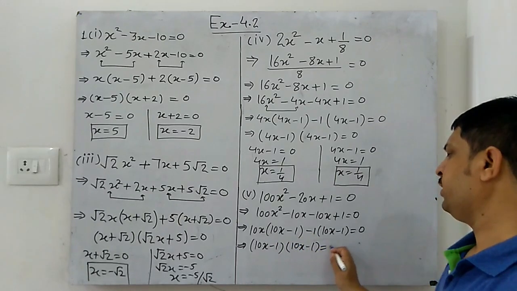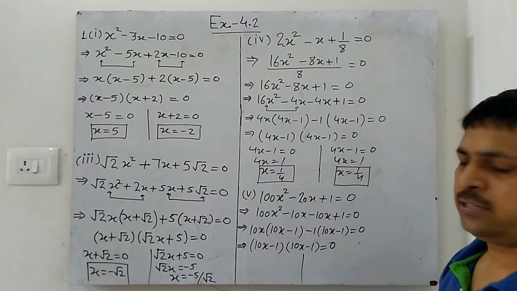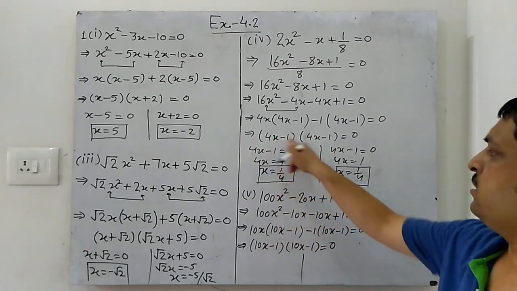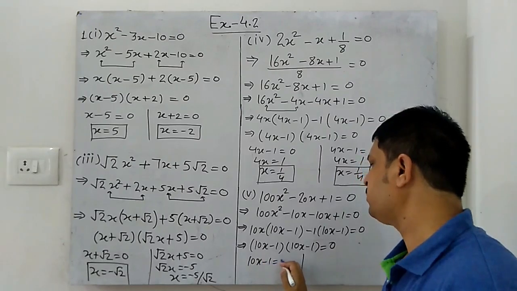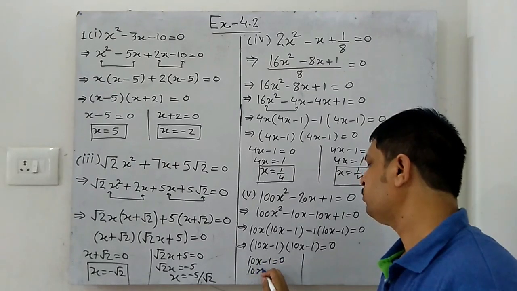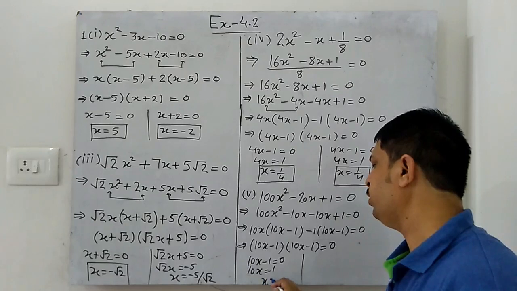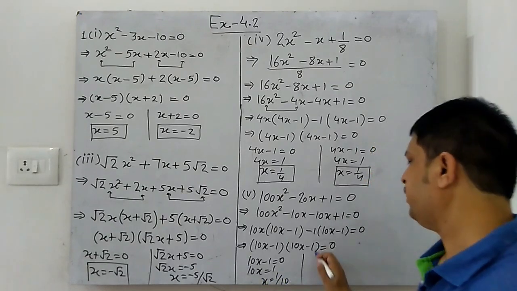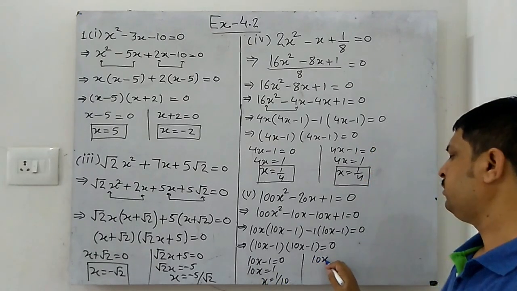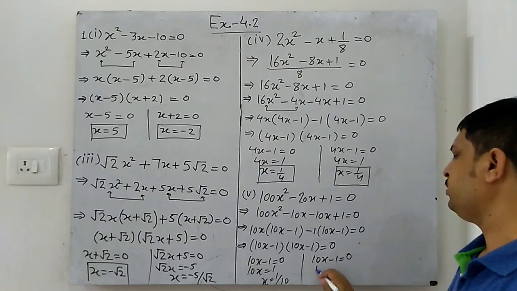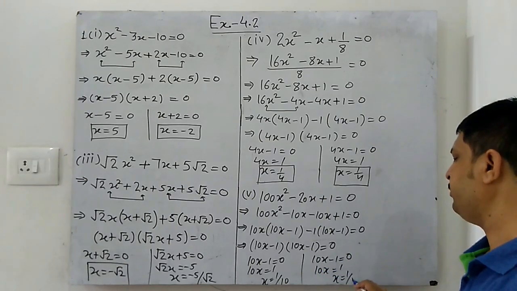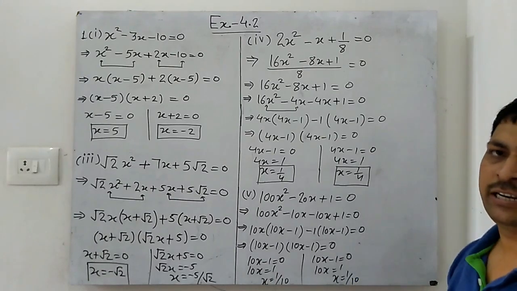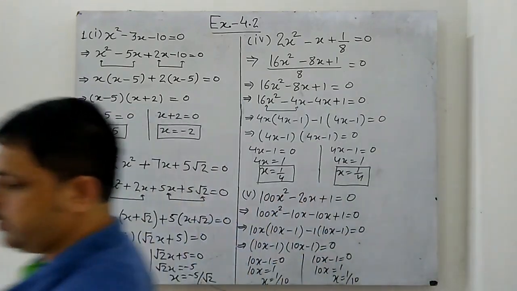So I think now again both values will be the same because both factors are the same. So it is 10x minus 1 equal to 0. So 10x equal to 1 and the value of x will be 1 by 10. In this case again 10x minus 1 equal to 0, 10x equal to 1, so the value of x will be 1 by 10. Is it clear? Write these answers.